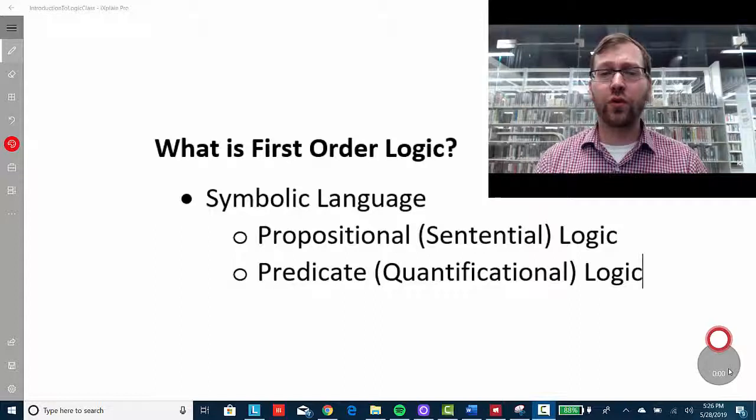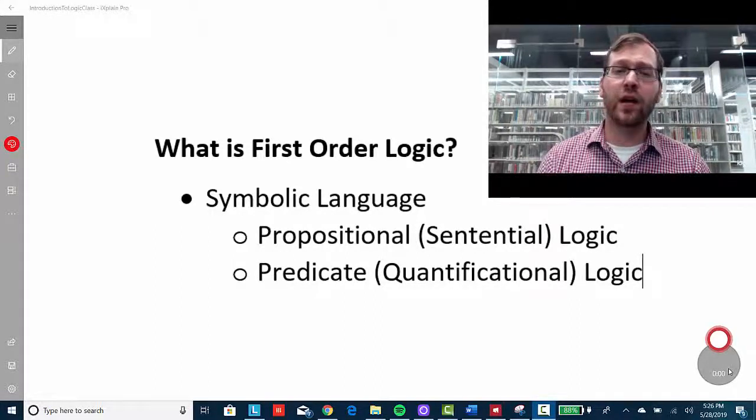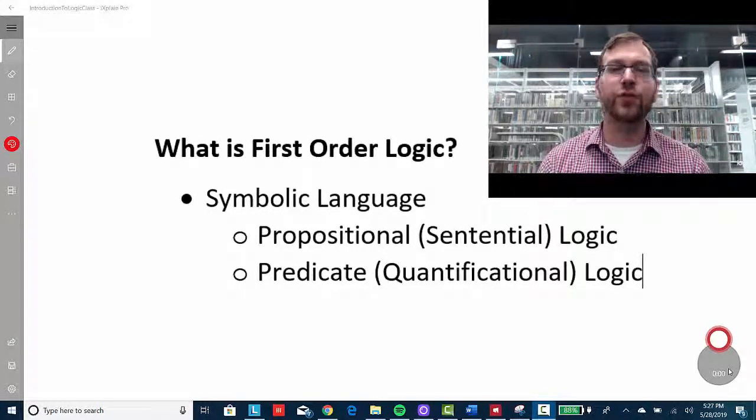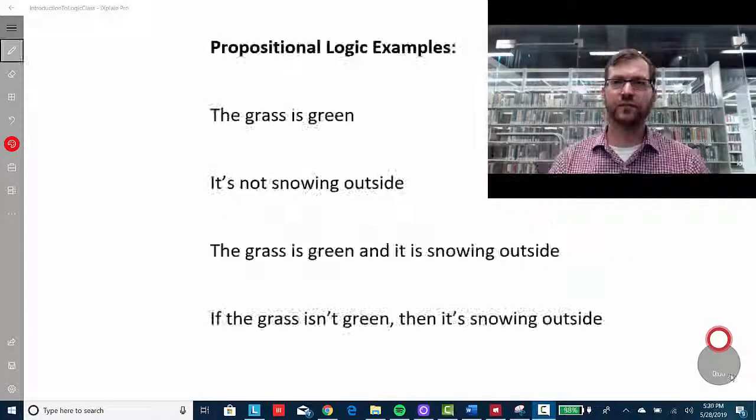Now, first order logic is divided into two parts. There's propositional logic, or what's sometimes called sentential logic, and then there's quantificational logic, or what's also called predicate logic. Although we're going to see with our textbook that it introduces predication when we're still talking about propositional logic, so there's this sort of gray area, but usually predicate logic is associated with quantificational logic. All right, so let's take a look at propositional logic.